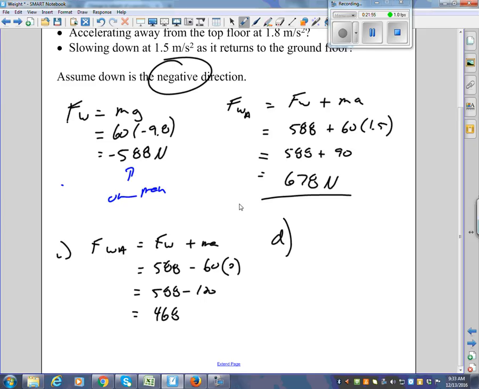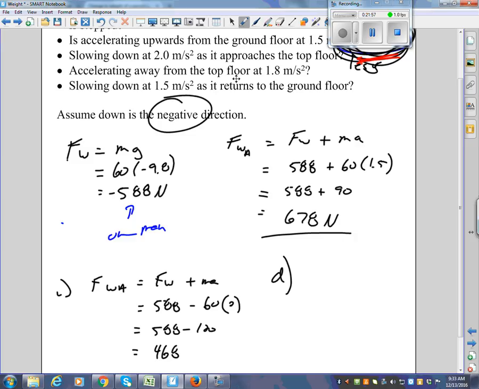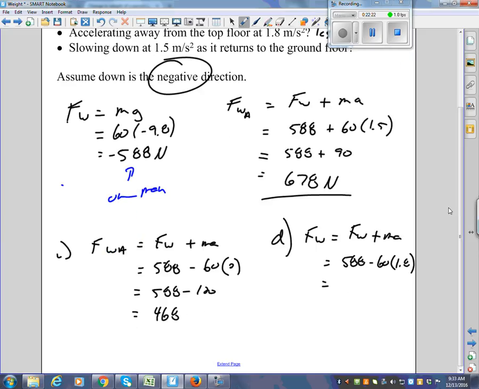What about accelerating away from the top floor at 1.8? You're at the top and you're dropping. Really light? Even more so? I just need to know less or more. Less. So really, you're just going to keep doing this thing, right? Inserting whatever number, 588, you're going to weigh less. 60, 1.8, less. $480.